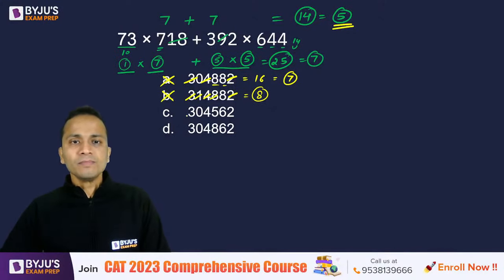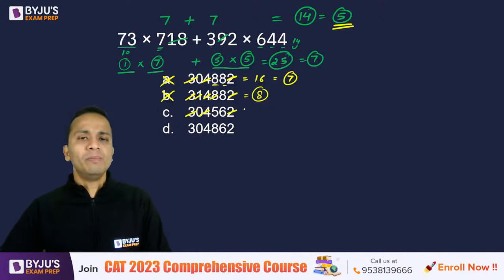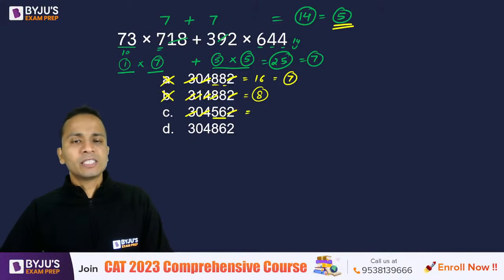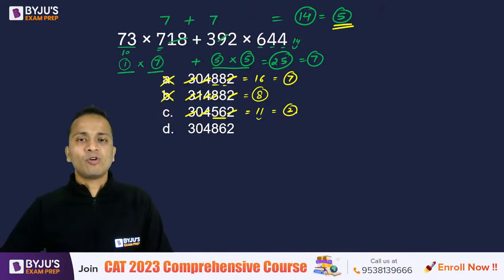Third option, 3 plus 4 plus 2 will be a 9. So the remaining digits are 5 and 6, that is 11. So 6 plus 5 is 11. Then in 11, 1 plus 1 will become 2. So I have got a digital sum of 2. So option C cannot be the answer.